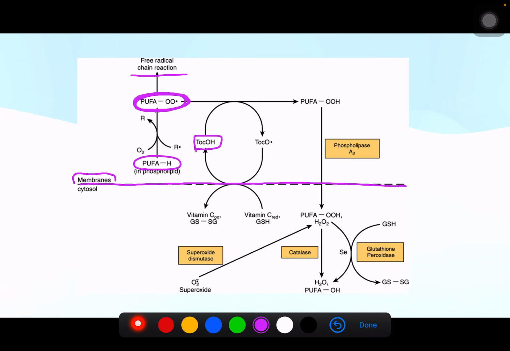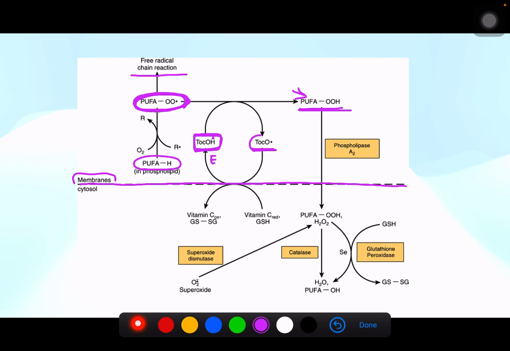So we are trying to do it with the help of alpha tocopherol. What is it? It is the active form of vitamin E. So alpha tocopherol gets converted to an alpha tocopherol radical, thereby it converts the lipid radical to a stable form.